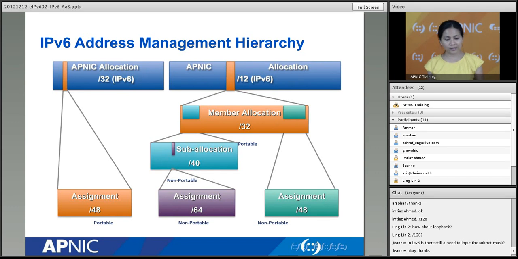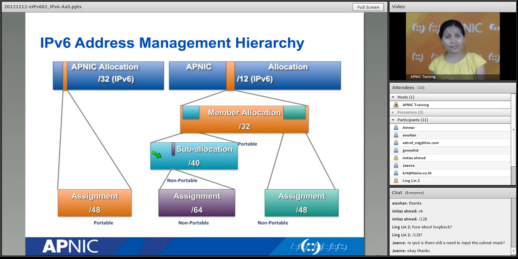So here now is the overview of the address management hierarchy when distributing IP addresses coming from ethernet. ISPs get a /32 allocation coming from ethernet. Depending on if you're an ethernet member, you can either get an allocation or assignment, depending also if you're a service provider or just an end user. If you're an end user, you will get an assignment. Most enterprise companies, academies, big organizations like banks, usually get a /48 assignment. If you go back to the previous slides, remember we're giving out for customers anywhere from /64 to /48. So that's kind of the same thing here.